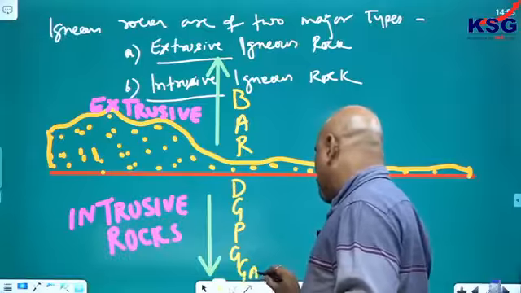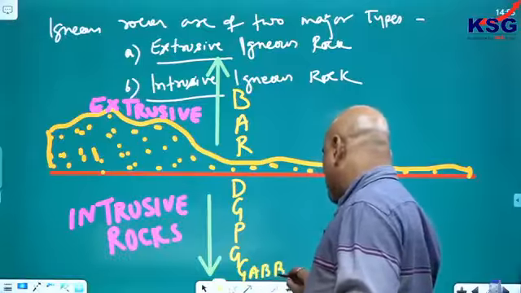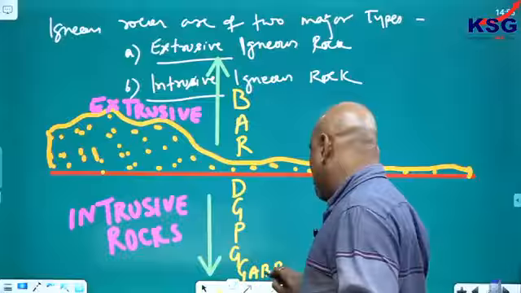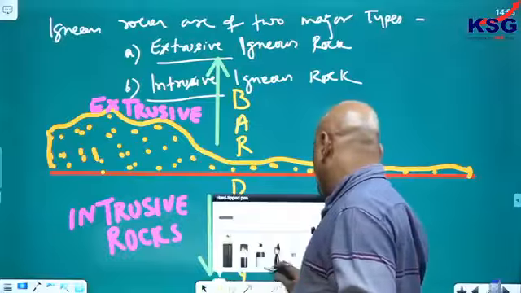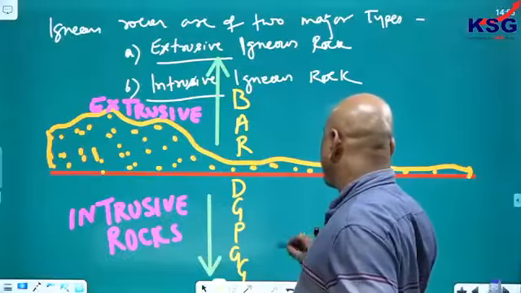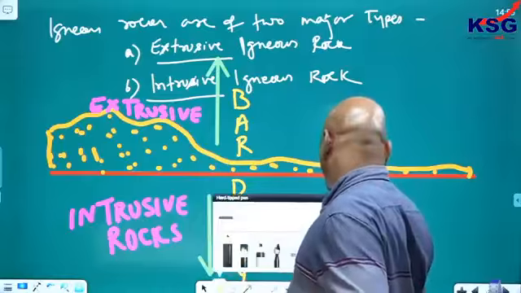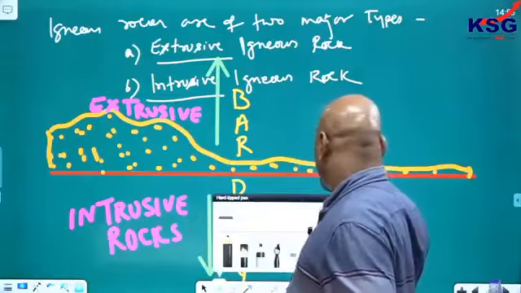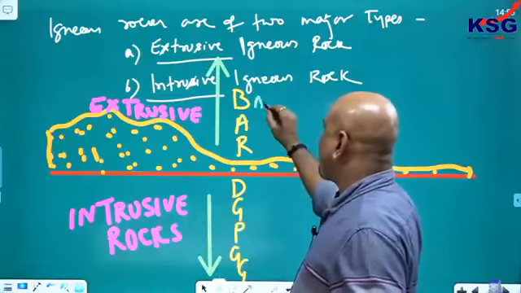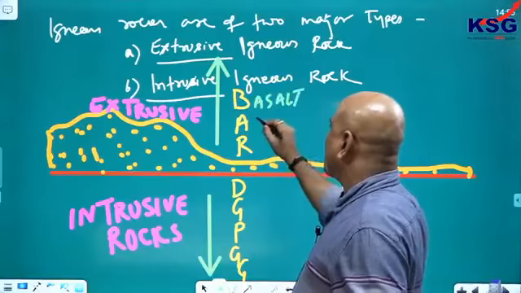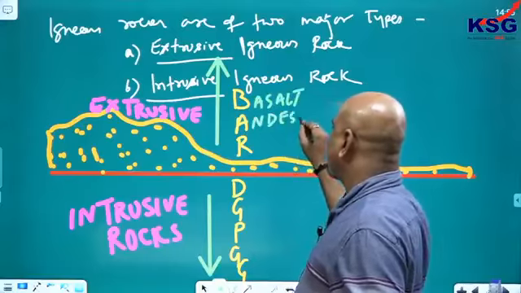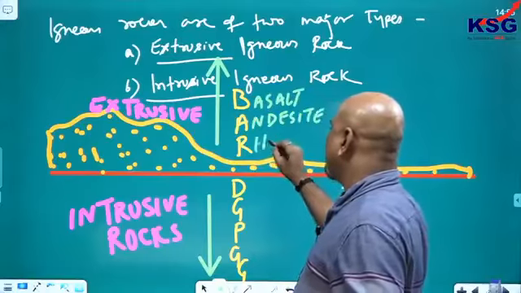Will you be able to memorize this? Gabbro. Basalt, andesite, rhyolite.